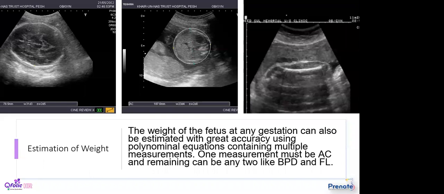When the liver size increases, the abdominal circumference increases and shows adequate nutrition of the fetus. When the fetus is deprived of nutrients due to decreased placental blood flow, the abdominal circumference decreases. That shows the baby is not growing well. These are the ultrasound pictures showing how to take the BPD, the abdominal circumference, and femur length on ultrasound.